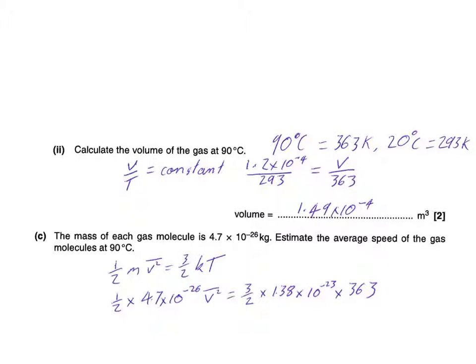And we're at a fixed pressure, so why not use V upon T is constant, and so I've got the initial volume there from the question divided by the initial temperature, the 20 degrees C, which is 293 Kelvin, and that must be equal to the final volume divided by the final temperature, 363. If you then just do the arithmetic on that, that takes you to that value of 1.49 times 10 to the minus 4, just multiplying up by the 363 on the bottom on the right hand side.